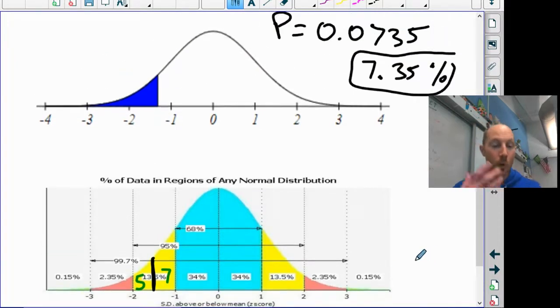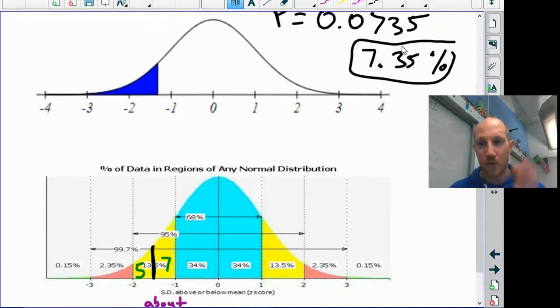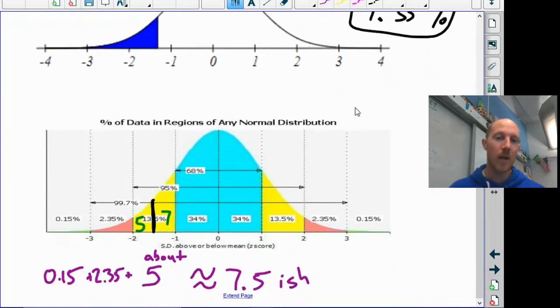Okay, so one of the whole reasons why we use the z-score table is because it's more accurate. We can get the exact spot that we're looking for because other people have calculated all the probabilities, recorded them in this table for us. So 7.35 is the accurate answer. This 7.5 is totally based on a guess, right? I just said, well, if I take the 13.5% yellow section and cut it into 2 pieces, like I'm totally guessing, right? I mean, it's an educated guess, but that's not accurate. So we want to be able to do better than that.